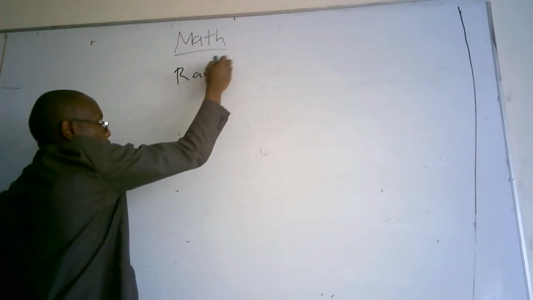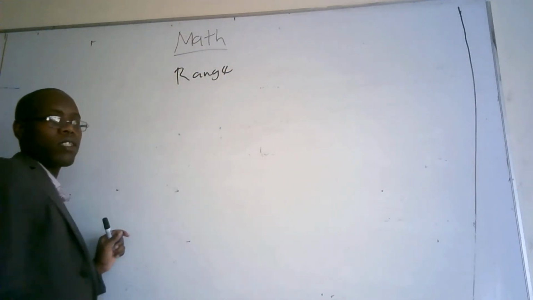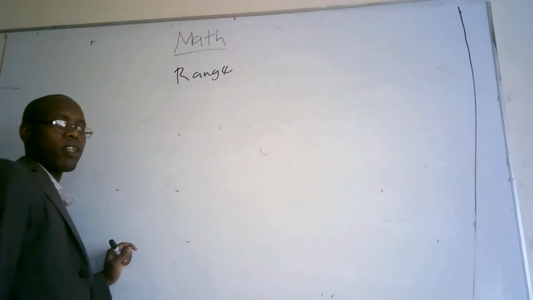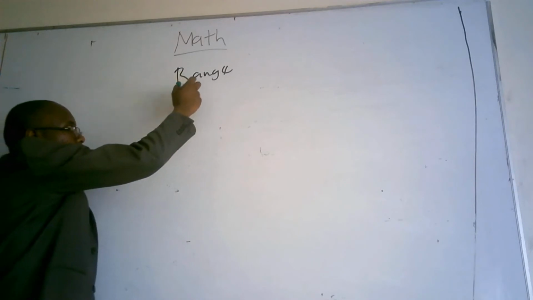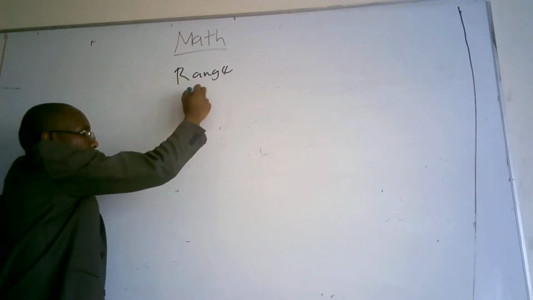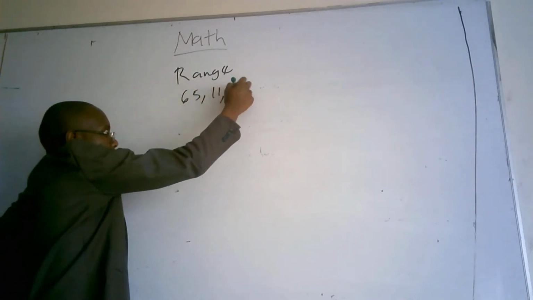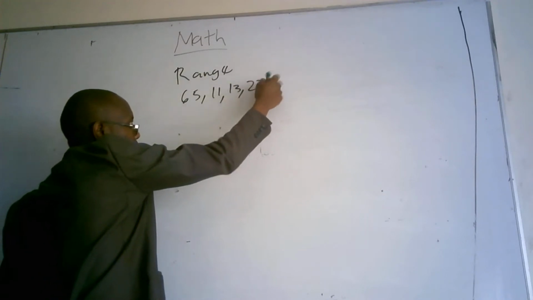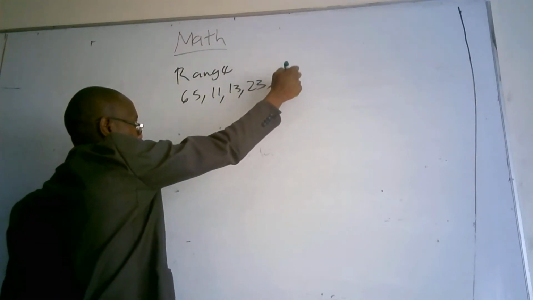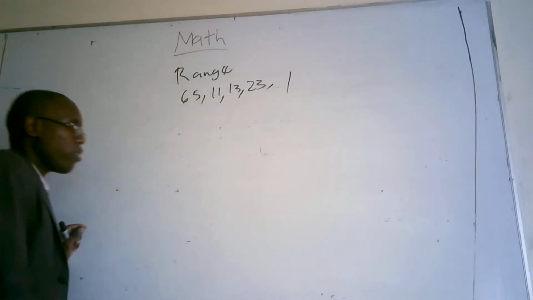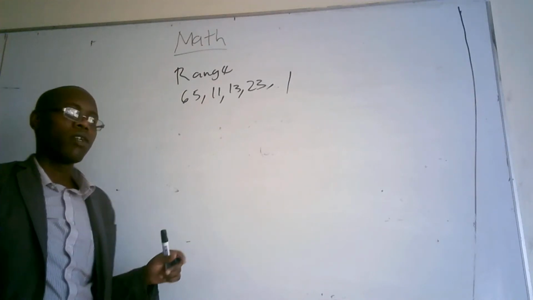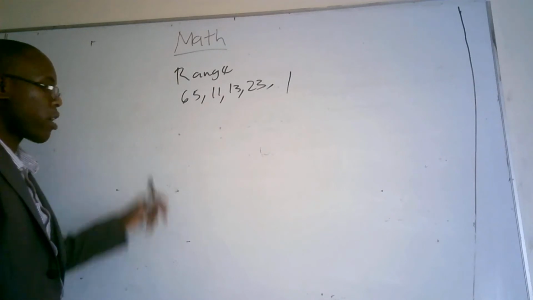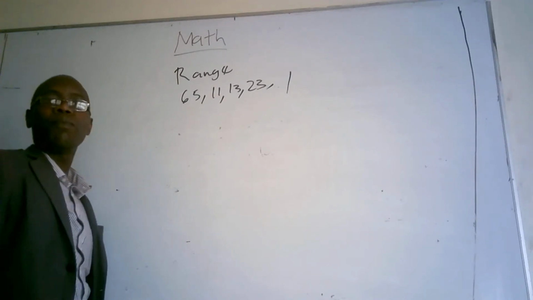for you to get the range, is the difference between the highest data value and the lowest data value. You can be given a question like this: 65, 11, 13, 23, maybe 1. And then they will ask you to compute the range from the given data. So how can you compute the range?